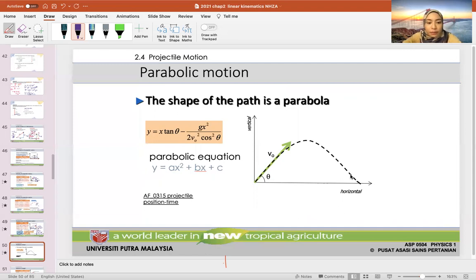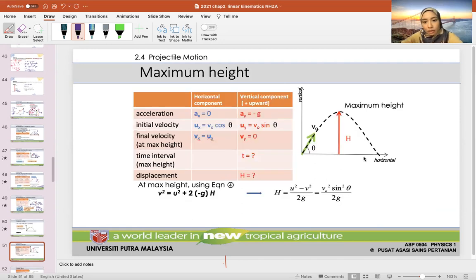Okay, so this is our parabolic equation. Y equals to ax squared plus bx plus c, and it looks like this, and it fits. So the shape of the path is a parabola. So we already know how to find our displacement. We already know how to find acceleration, initial velocity, final velocity, displacement. Now we want to know what is the maximum height.